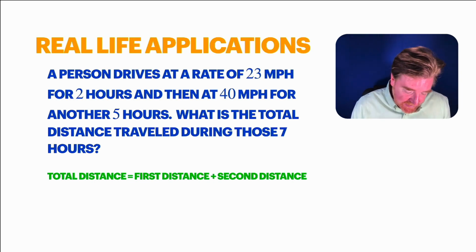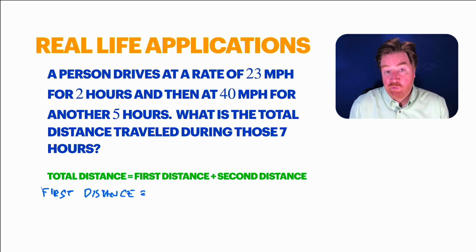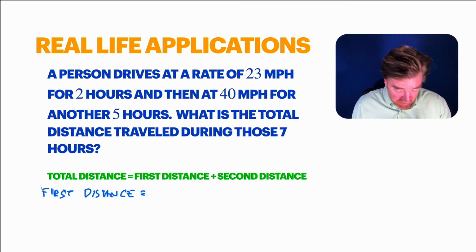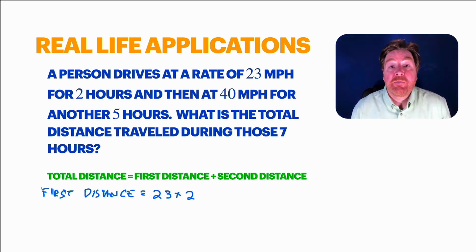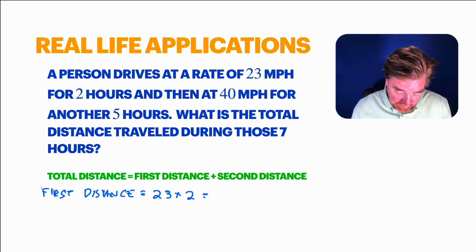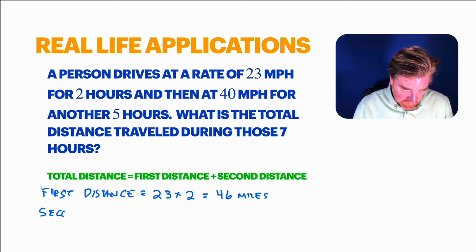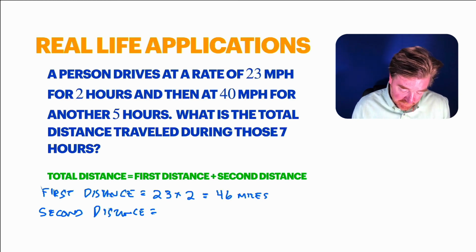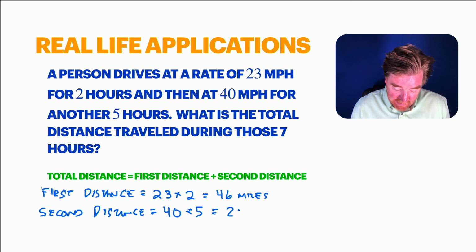All right, so the first distance, well, what we need to do is take the rate and multiply it by the time. So 23 miles per hour for 2 hours, well, that's 46 miles, isn't it? And then the second part, same thing, the second distance. That's just the rate, so 40 miles per hour times 5 hours. And that's just 200 miles.